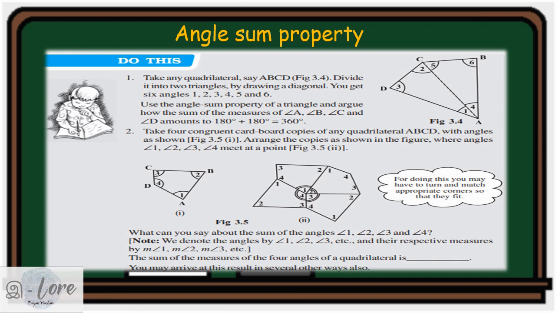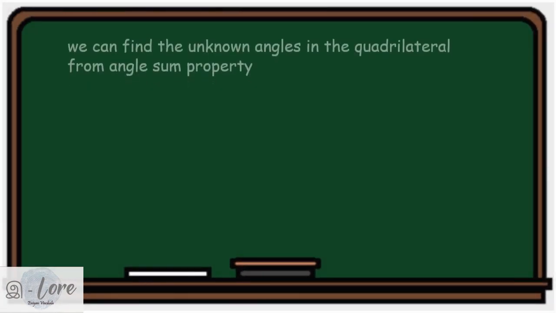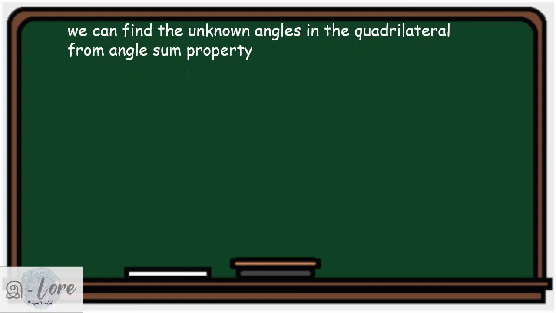So I hope you understand how to represent the angle sum property of the given figure. I expect you to work out the same way using the angle sum property and find the solution of the given problem. This angle sum property is applicable to many problems, which we are going to discuss in further classes. We can find the unknown angles in a quadrilateral from the angle sum property.